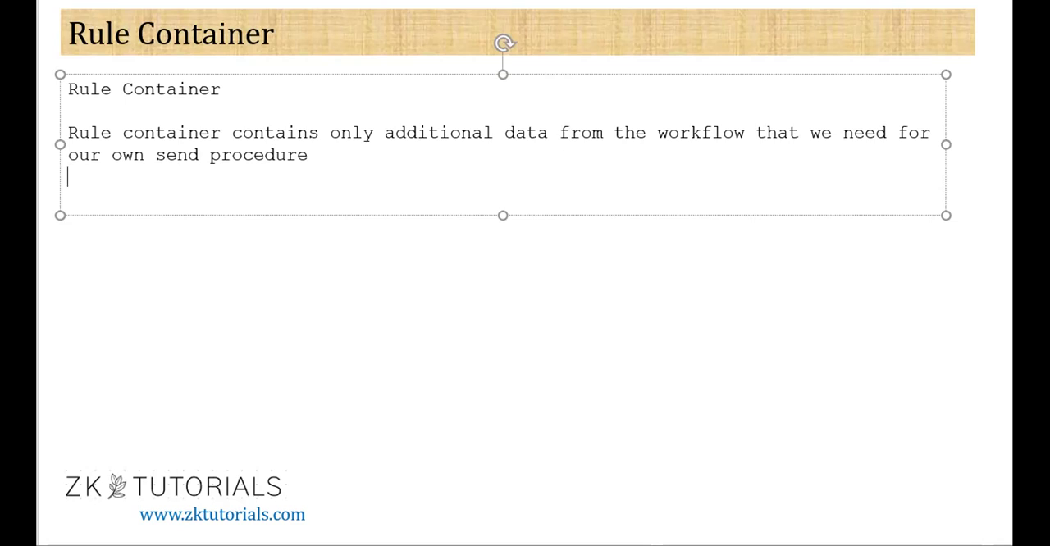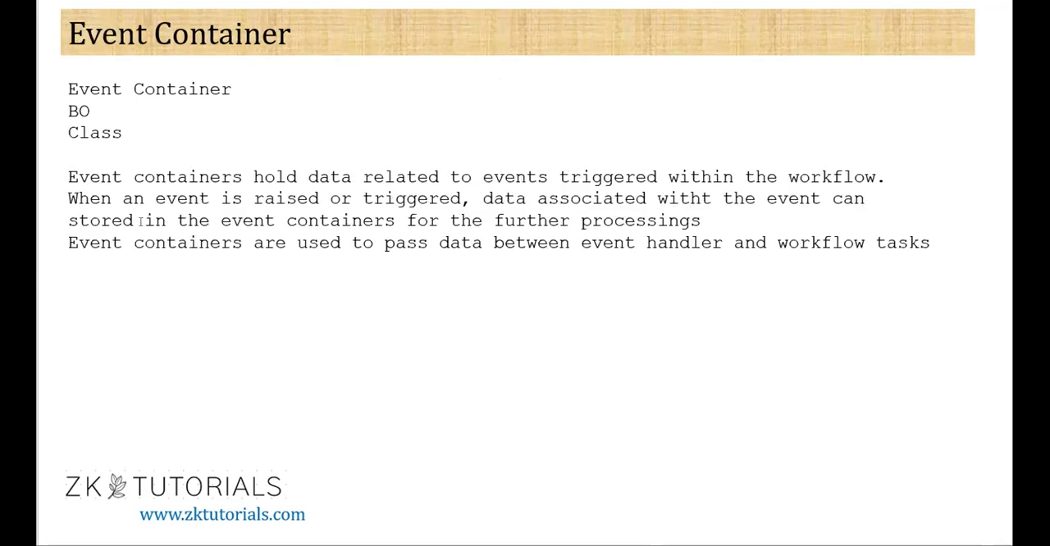In the rule container we can specify the basic data of each rule, such as the condition under which the rule is invoked. We can specify how a notification is sent and how the list of recipients is determined. That is all about the rule container. Then we have seen our event container, which also holds data related to the events triggered within the workflows. Is it clear, everyone?